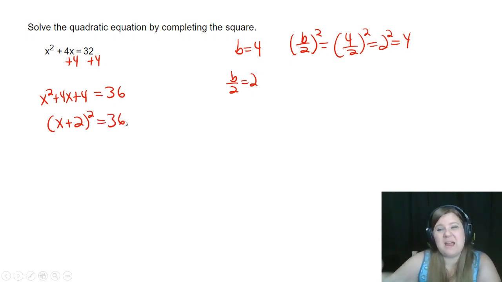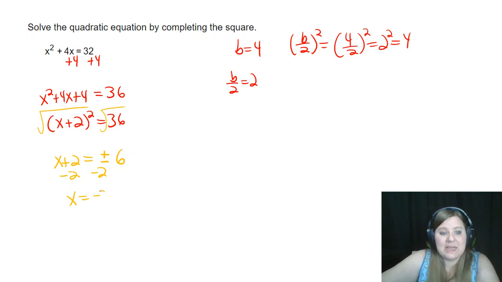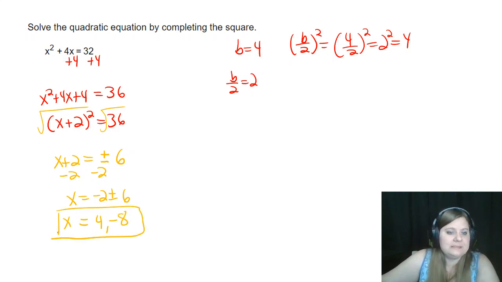To finish the problem up, I'm just going to use my square root property like I did on the last slide. I take the square root of both sides. That gives me x plus 2 equals plus or minus 6. Now, I subtract 2 on both sides. x equals negative 2 plus or minus 6. I can combine those. Negative 2 plus 6 is 4. Negative 2 minus 6 is negative 8. Ta-da!